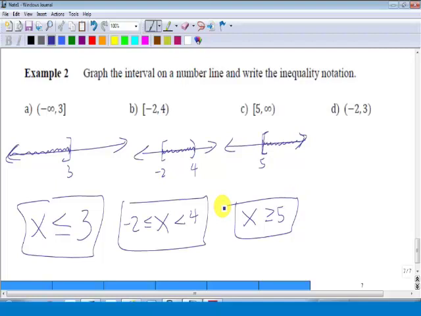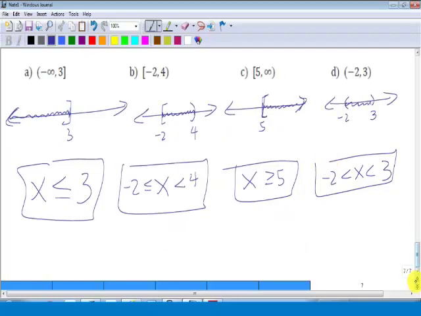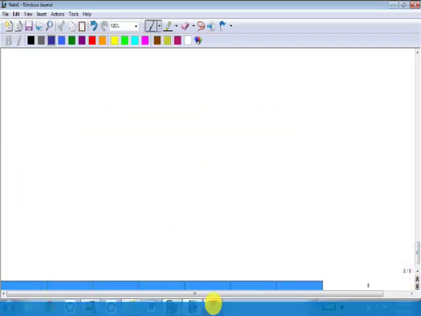Excellent. And then the open interval at the end, negative 2 is on the left, 3 is on the right. Neither the negative 2 nor the 3 is included. And so x is between negative 2 and 3. So negative 2 is less than x. X must be less than 3. Basics there of interval notation.